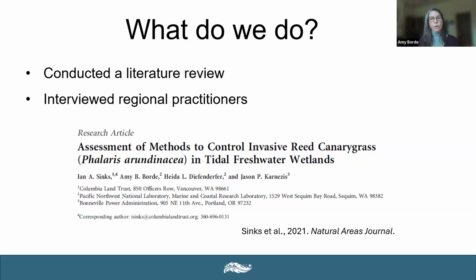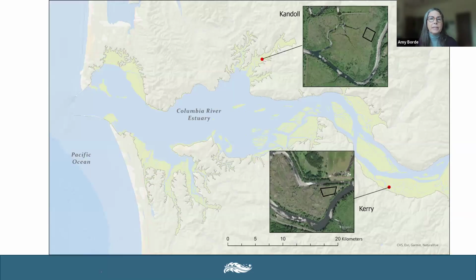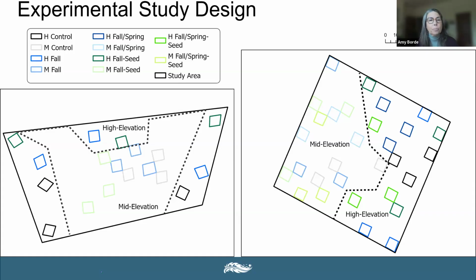So we decided to implement a targeted study that used herbicide treatment and integrated that with native seeding. So we chose to implement this at two sites, the Candle site we've been talking about and the Carey Island site I showed the pictures of earlier. And we developed an experimental design with some of our colleagues at Pacific Northwest National Labs.